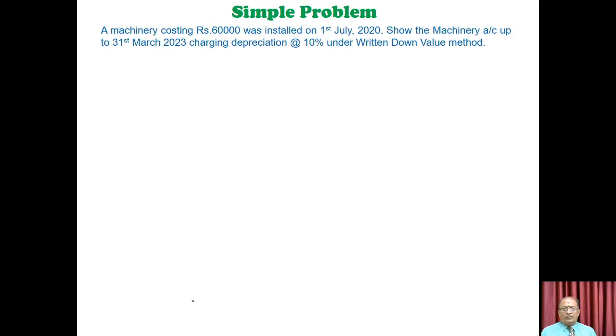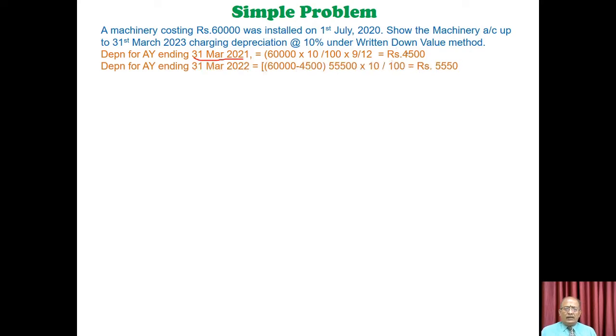Now, here is a simple problem. The problem that we had worked out in the straight line method, now we are going to do it under the diminishing balance method. Depreciation accounting for the accounting year ending 31st March 22, purchase price 60,000, so 4,500 depreciation. So for the next year, from that 60,000, we have to deduct this 4,500, and for the balance alone we have to calculate the depreciation.